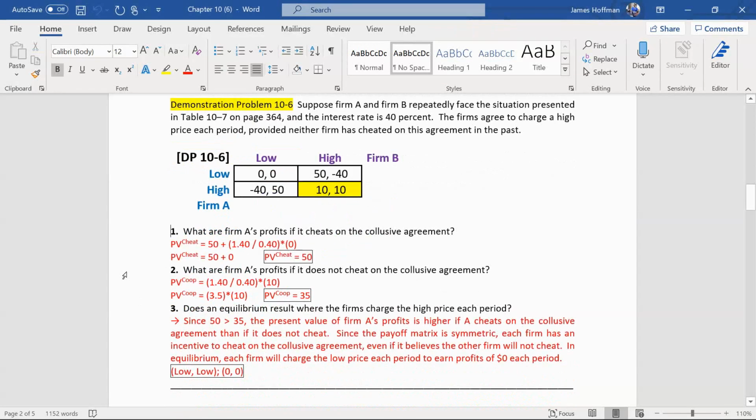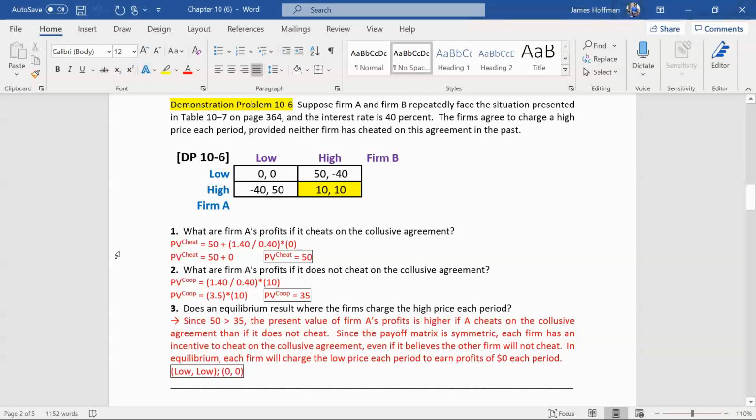Okay, so what are firm A's profits if it cheats on the exclusive agreement? Remember, the agreement is that they both price high, they both get 10 every time. If the agreement is broken, the agreement's over. So cheating is essentially ending the agreement. Is it worth it? Let's see.